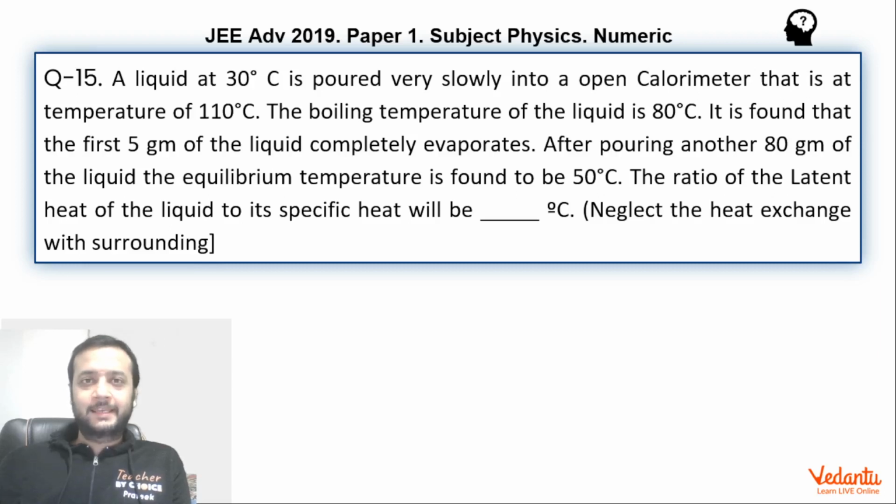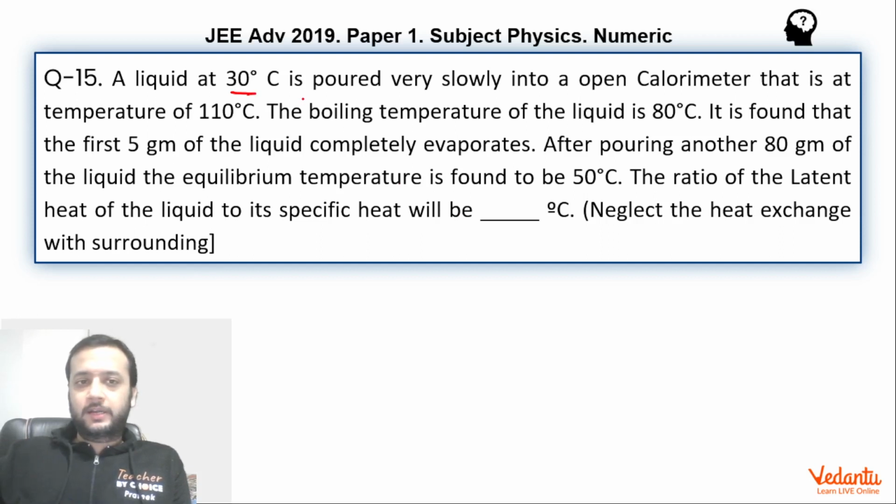Hi dear students, let's see this question that came in JEE Advanced, Paper 1, Physics in the year 2019. The question was from the topic of calorimetry. It was a numeric type question and one of the easiest questions in the whole paper. Most students would have jumped with joy seeing this type of question. It was very easy and most of them would have done this correctly. So let's see this question.